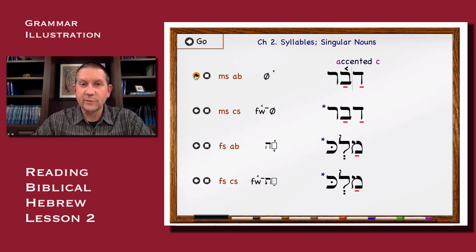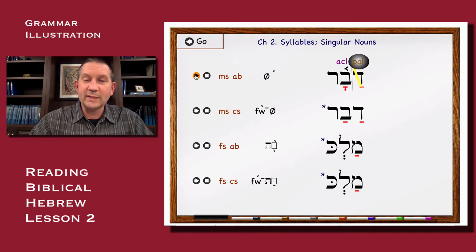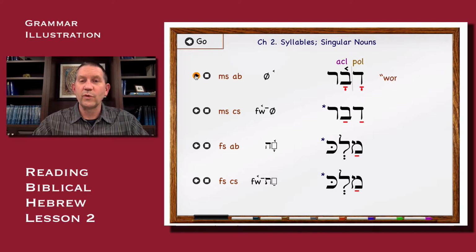We're going to divide the syllables. We want, or the speaking community wants, accented closed long, and so we're going to zap that patak and turn it into a kametz. And the speaking community also wants pretonic open long, so this is how we end up with davar.